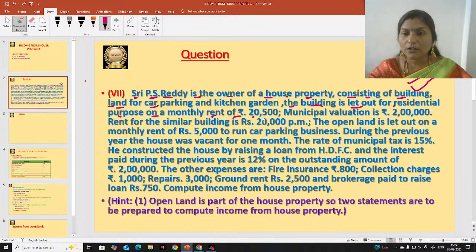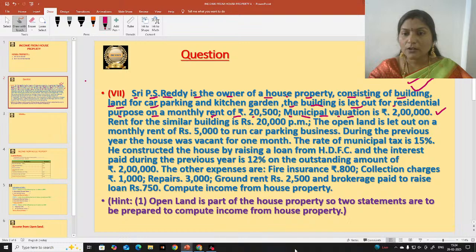So this 20,500 is the actual rental value. Hope this is clear for everyone. And next, municipal valuation. Municipal valuation means municipal rental value. So how much municipal rental value is given here? 2 lakhs rupees. Municipal valuation is nothing but municipal rental value, it is nothing but MRV. So MRV is how much here? 2 lakhs.